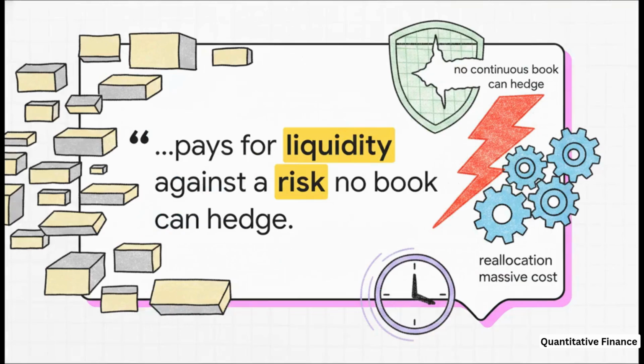The author summarizes this brutal execution reality perfectly with this quote. When the geometry of the market jumps beneath your feet and you are suddenly forced to reallocate across that divide, you're paying a massive cost of immediacy. You are paying for liquidity to reposition against a structural risk that, at the exact moment of the switch, literally no continuous book can hedge.